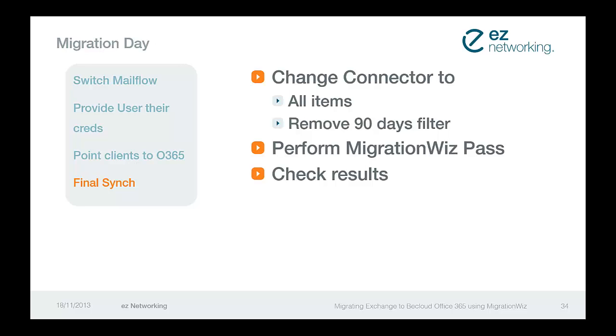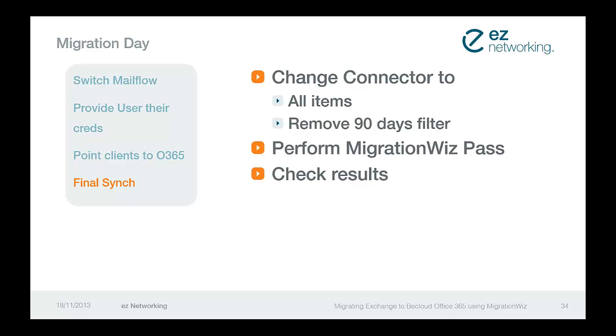Now we have to perform the final sync, where we will change the connector so it will now sync all items, and we will also remove the 90 days filter, so it will sync all the email until today. The MXs have changed, so normally no new items should be delivered on the Small Business Server, and people should not create new contacts or meetings in the SBS server anymore. So it should all be in Office 365.